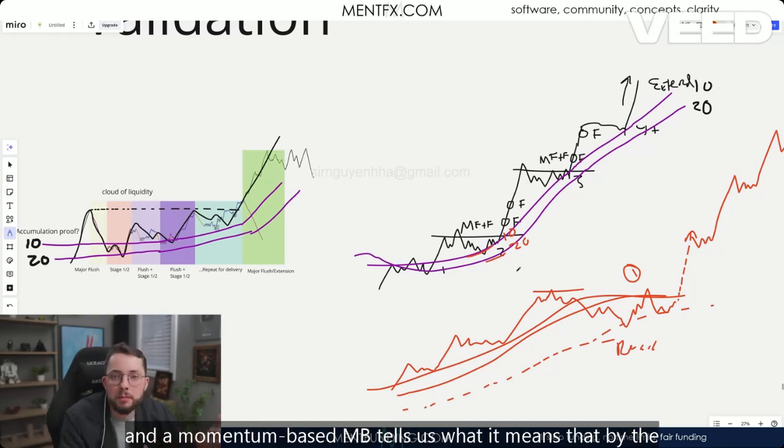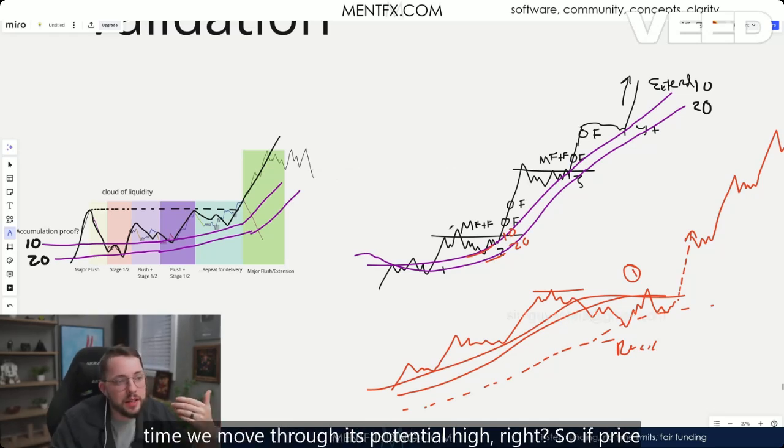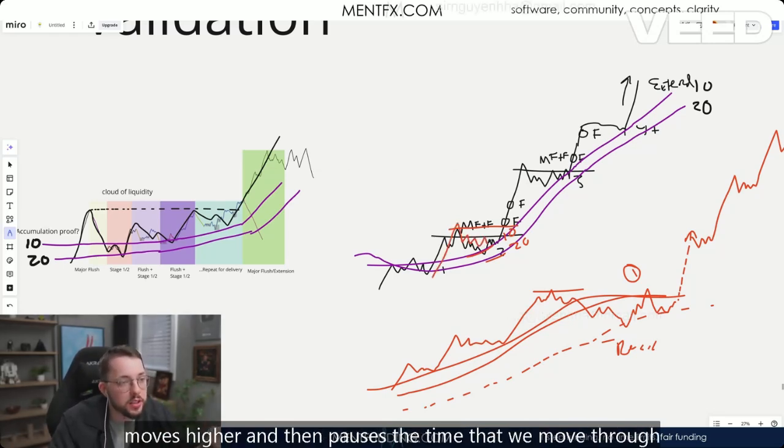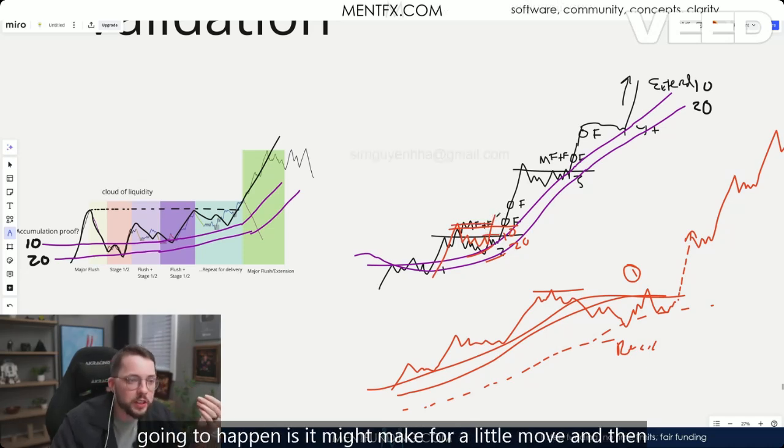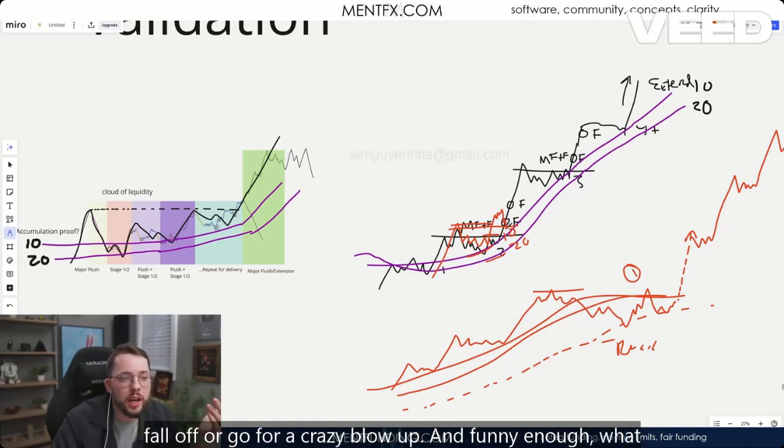And a momentum-based MB tells us what? It means that by the time we move through its potential high, right? So if price moves higher and then pauses, the time that we move through the high or through an MB within it, what's oftentimes going to happen is it might make for a little move and then fall off or go for a crazy blow up.